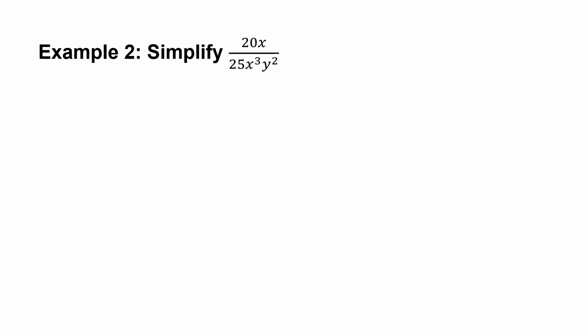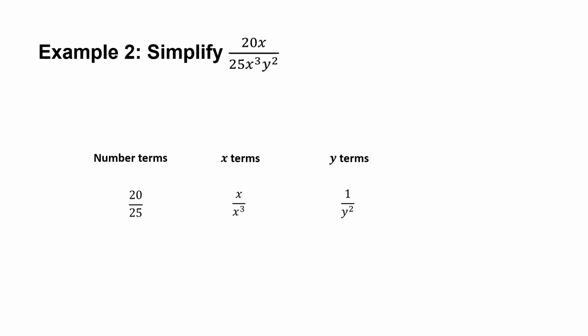So again, we'll look at another example. Here we have 20x divided by 25x cubed y squared. So again, we're going to separate out our 3 terms here. It's not always going to be 3 terms, but we can see here we've got a number term, an x term, and a y term. So in this case, our number term is going to be 20 divided by 25. Our x term is going to be x over x cubed, and our y term is 1 over y squared.